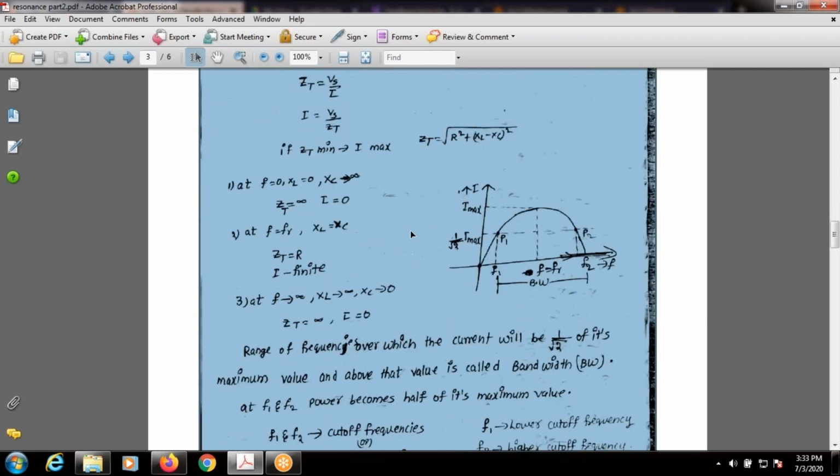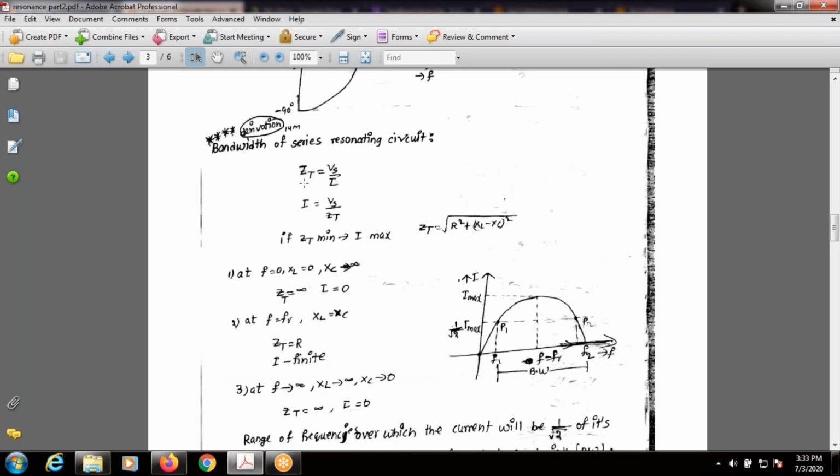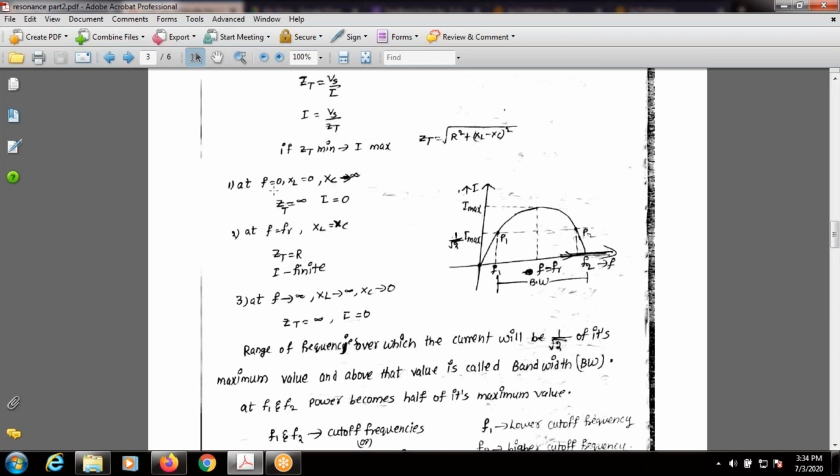Observe here. The total impedance in the circuit is equal to V by I. Okay, whether it is VR, Vs by I. From that, I is equal to Vs by Z total. Already we know that Z total is minimum when I is maximum. Z is equal to root of R square plus (XL minus XC) whole square. Now consider these 3 points. At F equal to 0, XL is equal to 0 and XC is equal to infinity. Then Z total is equal to infinity only.